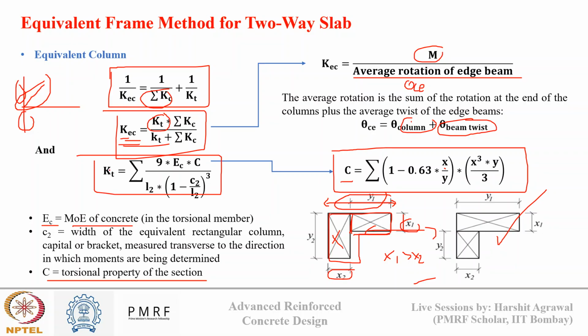So that is how we need to calculate this torsional constant C. If we know the value of C, we can get the stiffness of the torsional beam. Column stiffness we will get directly from the formula 12 EI by L, with the clear height Hc. So we can calculate the summation of column stiffness, and adding everything we will get the equivalent stiffness of the column.